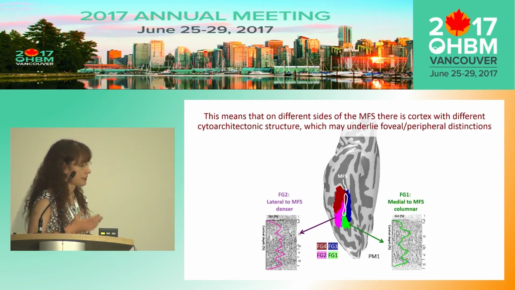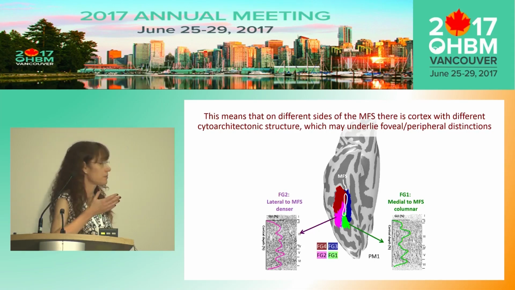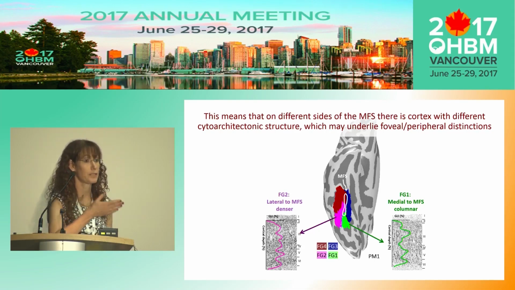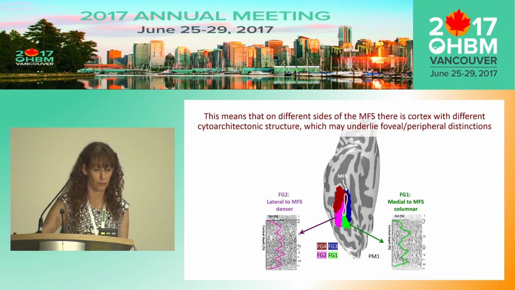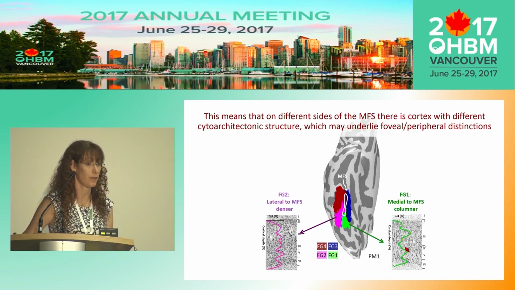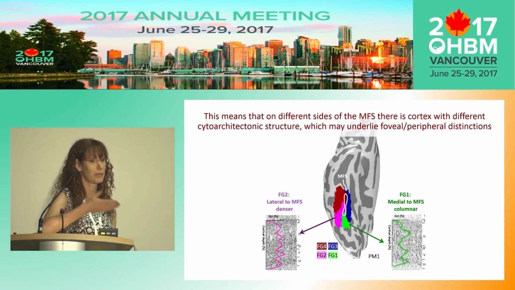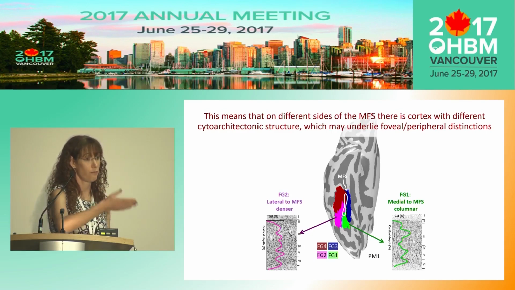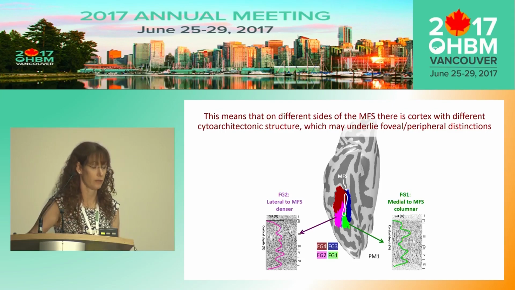So what does it mean that the MFS predicts cytoarchitectonic boundaries? This means that on different sides of the MFS, you will find cells with different cytoarchitectonic structure. For example, FG2, which is lateral to the MFS, has a denser cytoarchitectonic structure compared to FG1, which is medial to the MFS. And if you remember the lateral medial separation of the eccentricity bias maps, this might be because of differences between foveal and peripheral computations that might require cells of a different structure.